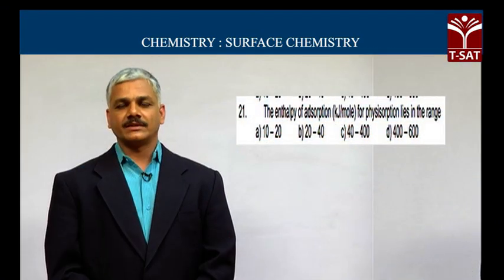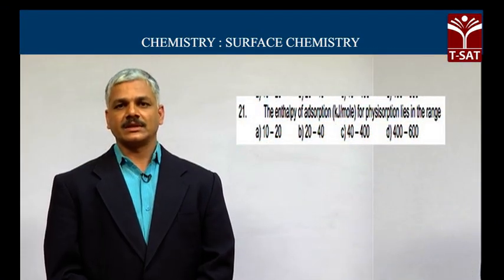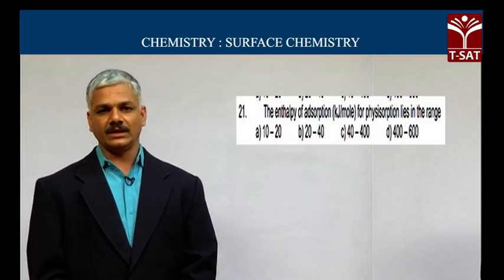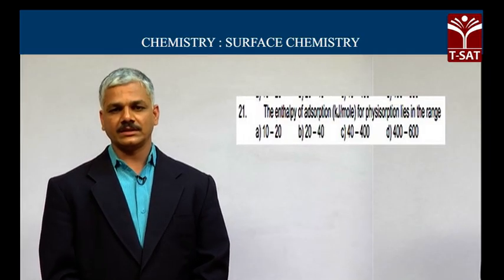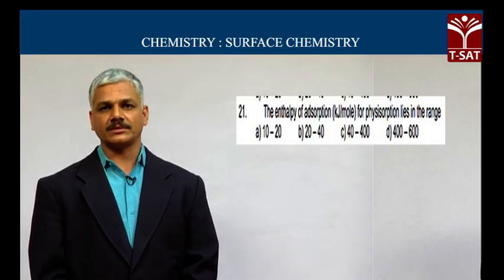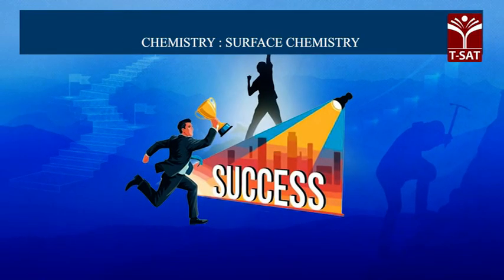21st question. The enthalpy of adsorption for physisorption lies in the range. Given options are A. 10 to 20, B. 20 to 40, C. 40 to 400, D. 400 to 600. Correct option is B. 20 to 40 kilojoules per mole.